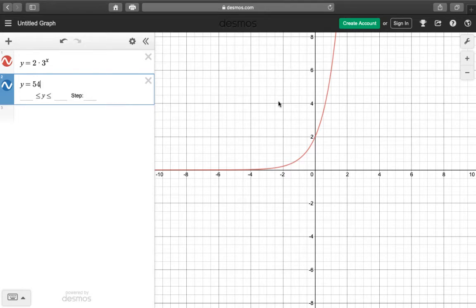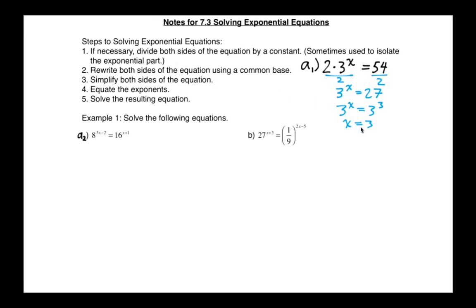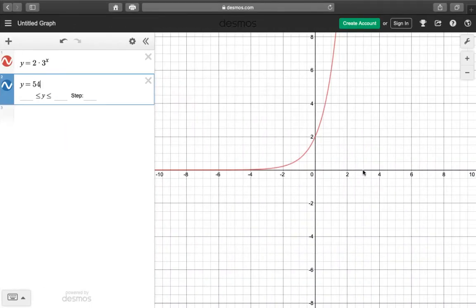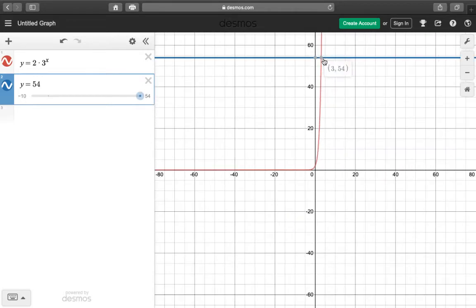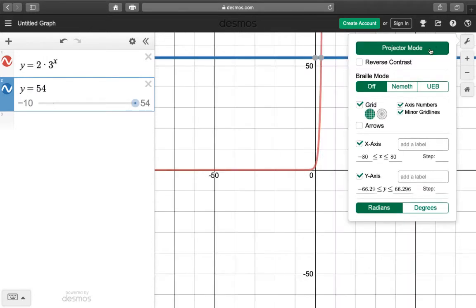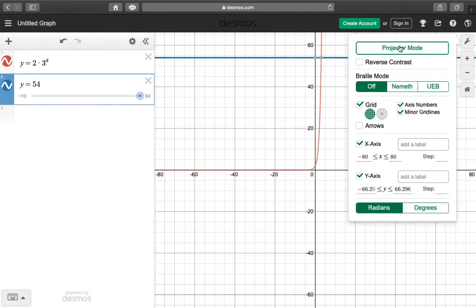Now, at the moment, I can't see where those two intersect. Of course, I know from having solved this already that they intersect at x equals 3, but I can see that at x equals 3, both graphs are way off the grid here. So I need to do a little bit of zooming out to find that. And so now I can see where they cross, and it's here at 3 for the x-coordinate, 54 for the y-coordinate. So of course the solution of the equation is the x-coordinate of this point of intersection, and so it's x equals 3. Now if you don't like the way this looks, you can always play around with projector mode and reverse contrast and all that jazz, but I'm just going to leave it like this for now.